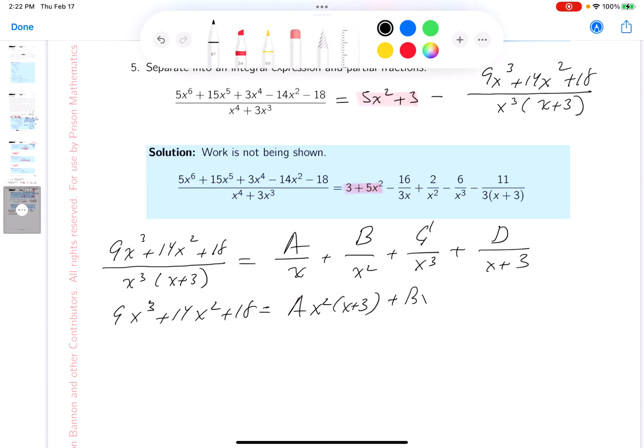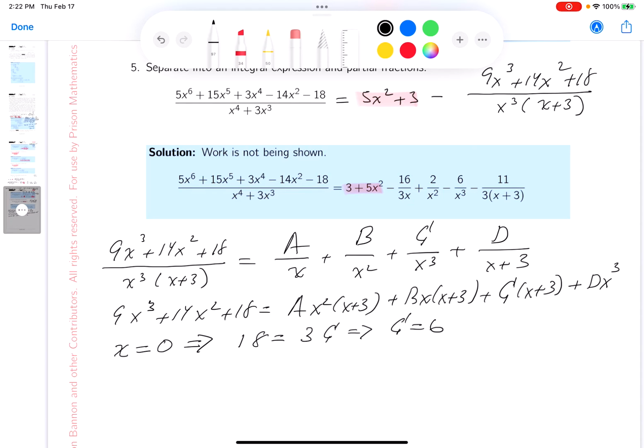plus Bx times x plus 3 plus C times x plus 3 plus Dx cubed. Pick an easy value, and x equals 0 is the easiest value I could think of. You get 18. The first term disappears, the second term disappears, the fourth term disappears, and I get 3C. I think I know C. C is 6.